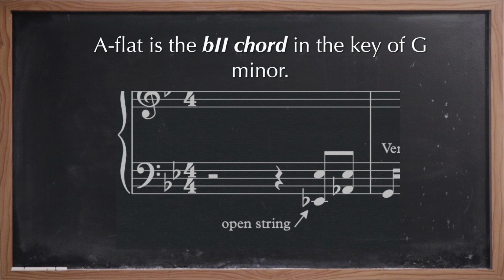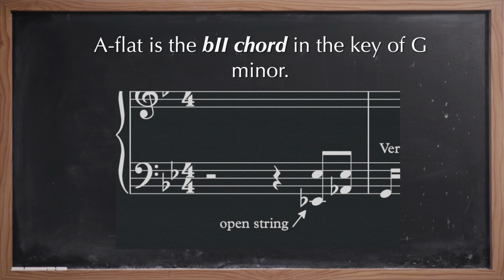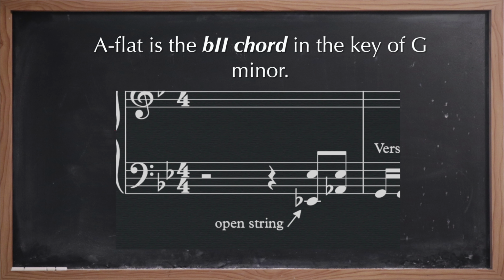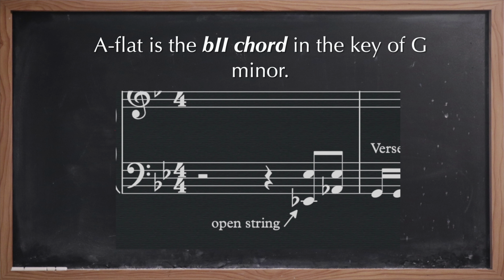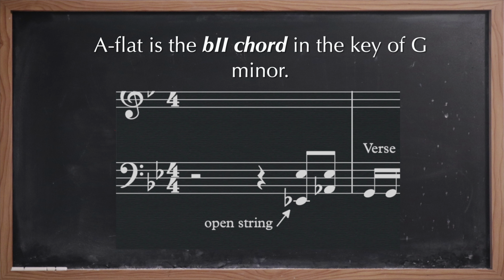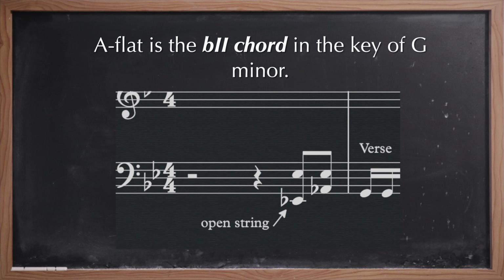Now, A flat is not in the key of G minor in the scale, but it is okay to use chords that are outside of the scale. In this case, he's using something that's very common, which is just a flat 2 chord. And then the flat 2 chord just resolves to the 1 chord.